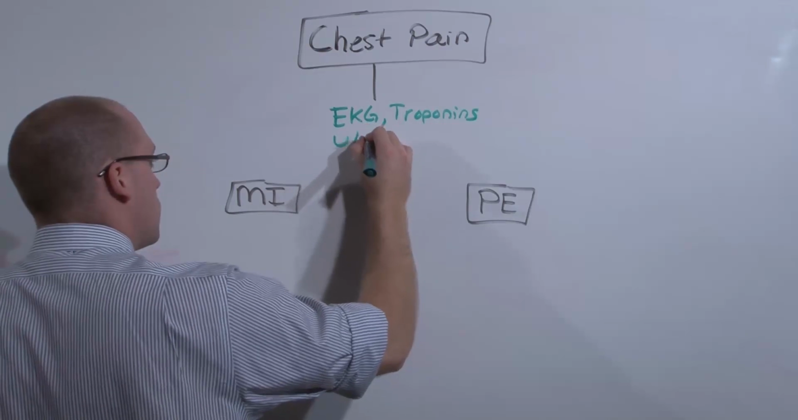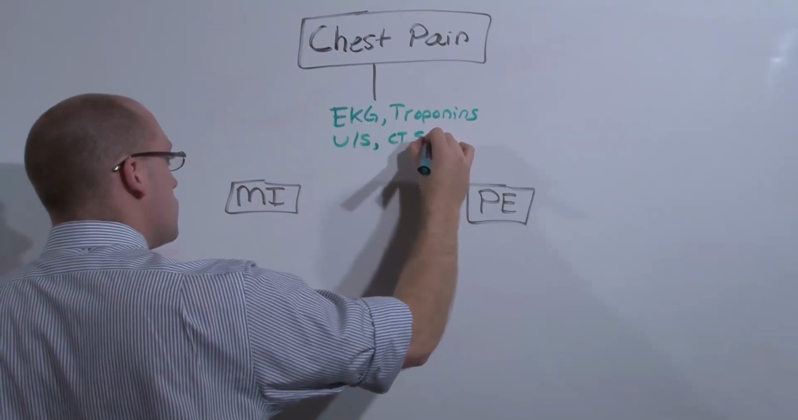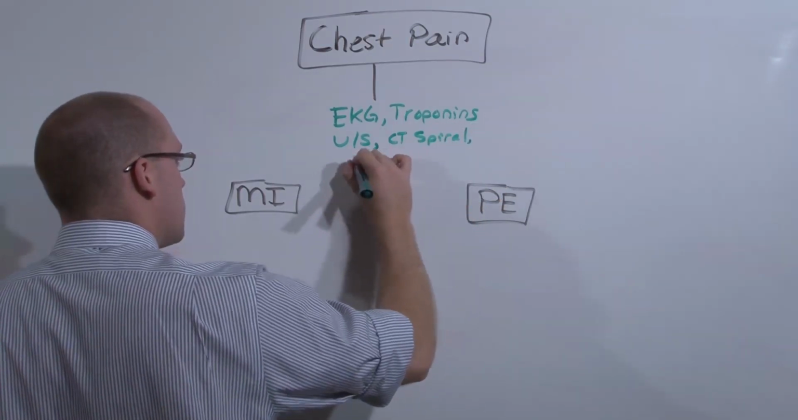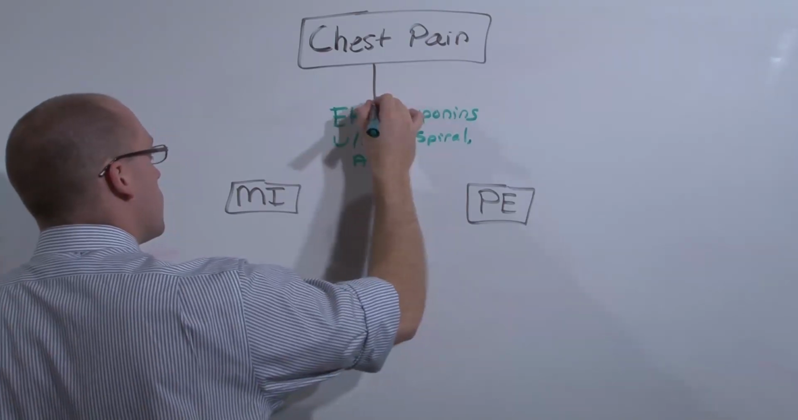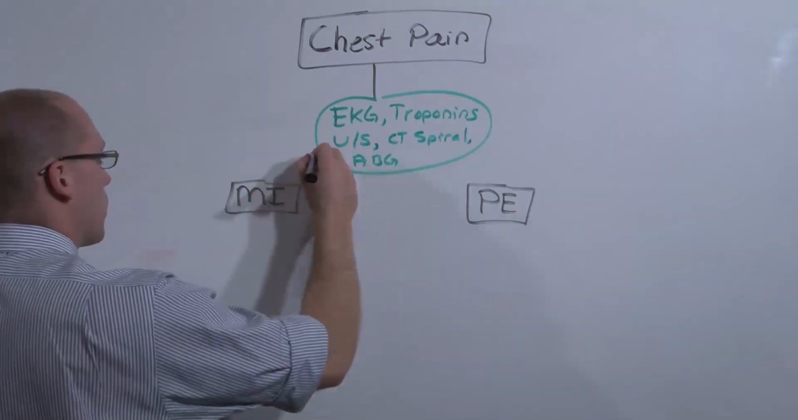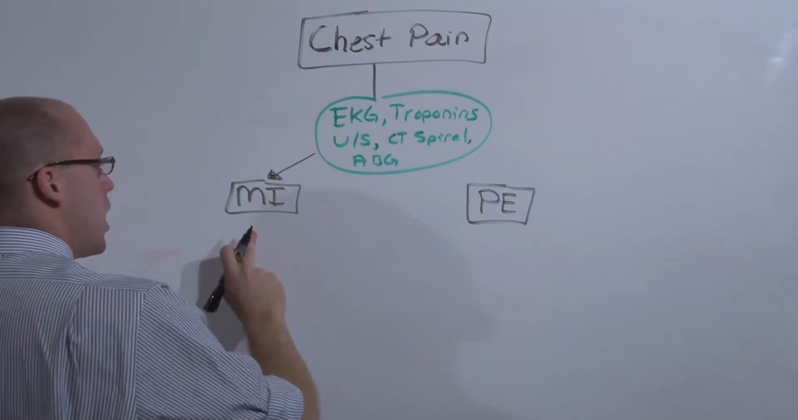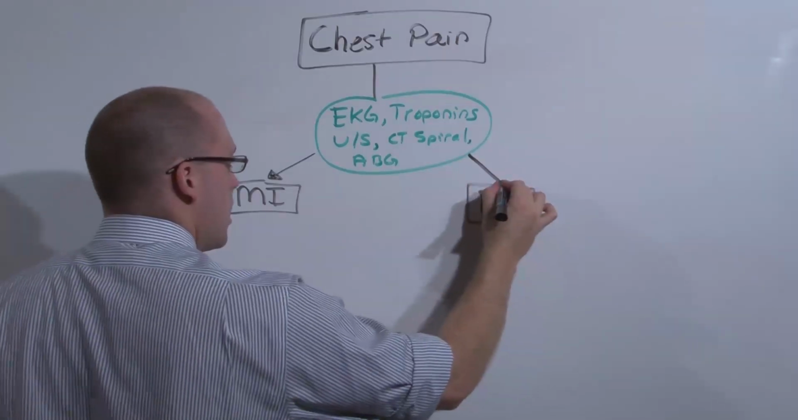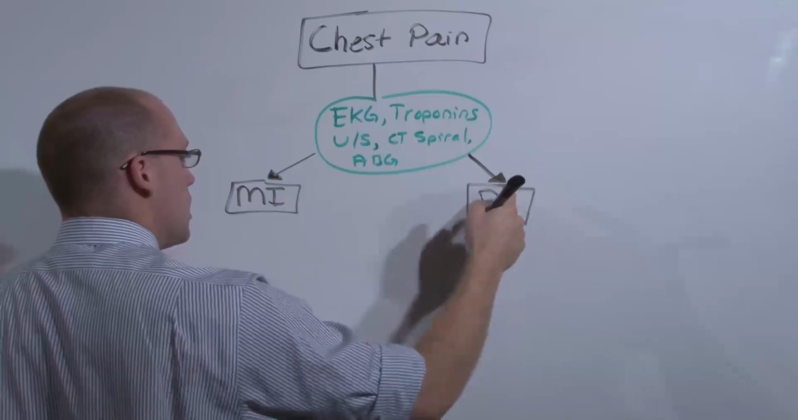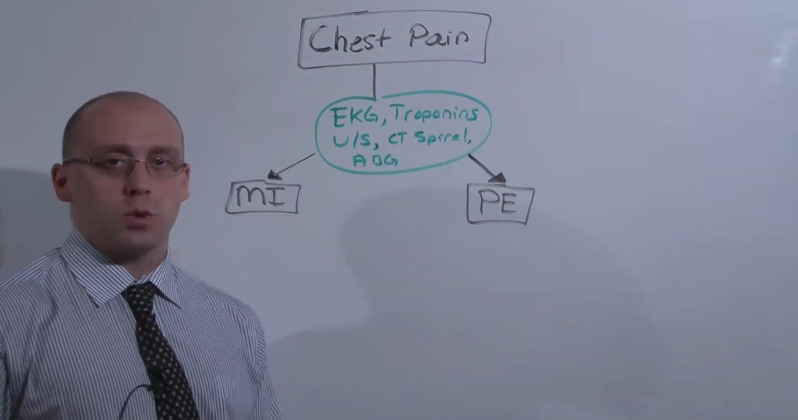get an ultrasound of the veins of the lower extremity, a CT scan with contrast, and assess the ABG. What you're doing is trying to rule out myocardial infarction, which is why you did the preoperative assessment to avoid this. And because they're laying around in bed, they're immobilized, and they just had a major surgery, the chances of pulmonary embolism are significantly increased, especially if it was orthopedic.